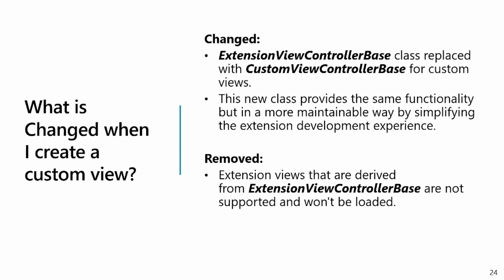The main difference between these two classes, the CustomViewControllerBase class and the ExtensionViewControllerBase class, is that when an independent package model is used, the header and navigation bars are automatically shown. That will ease your UI development. Therefore, the extension development experience is simplified. Another thing that you need to note is that the independent package model extension views that were derived from the ExtensionViewControllerBase aren't supported anymore, and won't be loaded going forward. And so it is necessary for you to migrate your extensions to start using the CustomViewControllerBase.